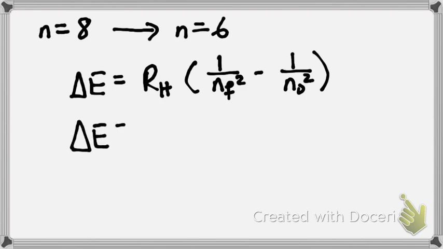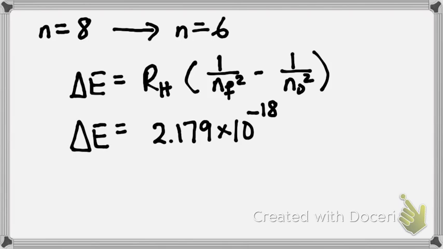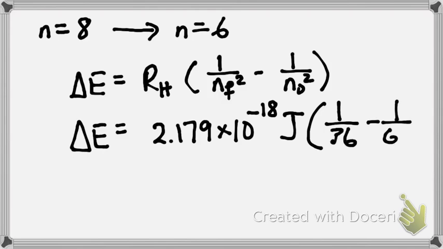So delta E is equal to 2.179 times 10 to the minus 18 joules. And this will be 1 over 36 minus 1 over 64. Now my advice on this is that you use the power of your calculator rather than trying to find a common denominator. So I'm actually going to enter this in the calculator.